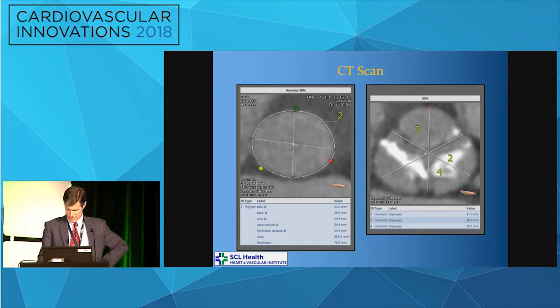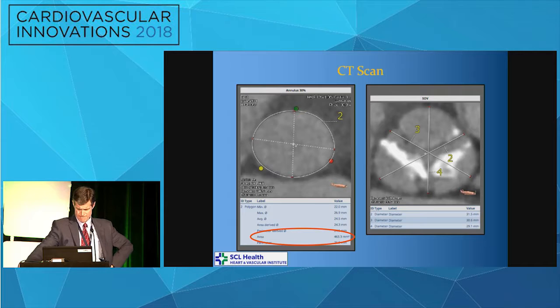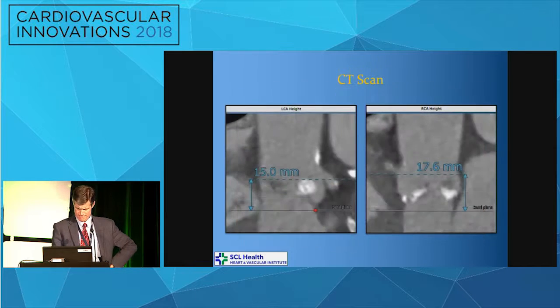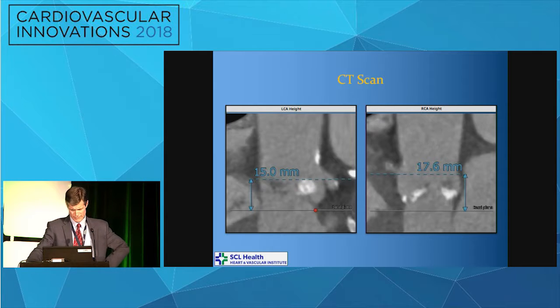CT scan, his area was 463, in the sizing range of a 26 millimeter S3, which is what we had planned, and fairly deep sinuses, 31, 30, and 29. Coronary height's okay, left coronary 15, right coronary 17 and change.